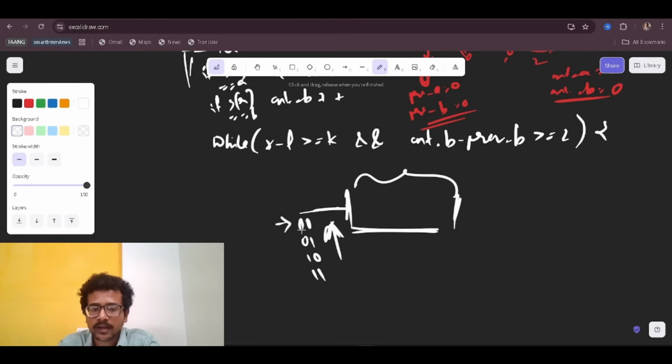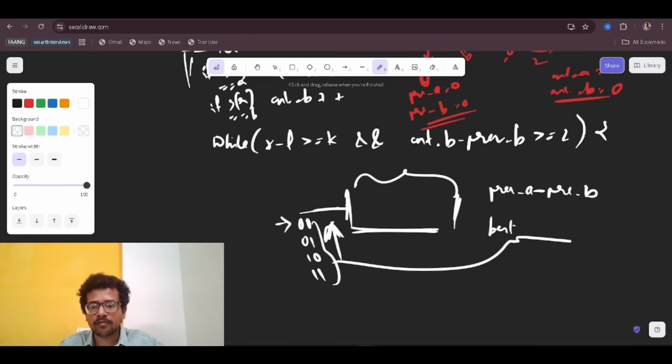I need to get 0. What is the parity for that? Is it 0 or 1 or 2 or 3? And I need to store previous A minus previous B, right? Previous A minus previous B, so that only if it is minimum, then best of the parity that I will get here as left status.